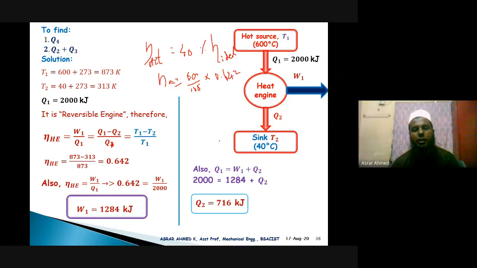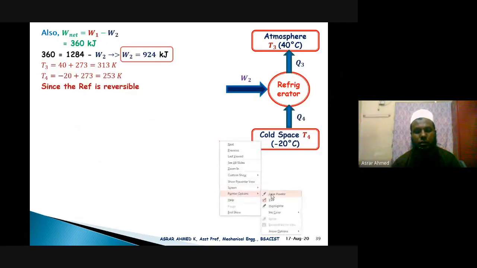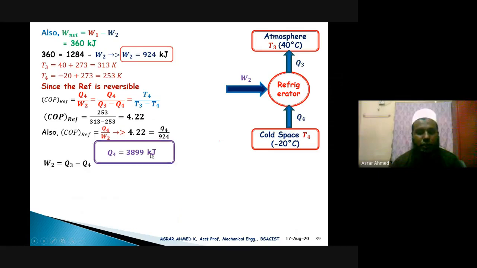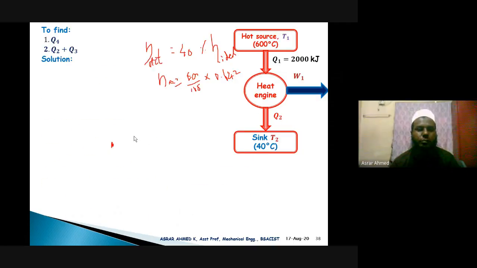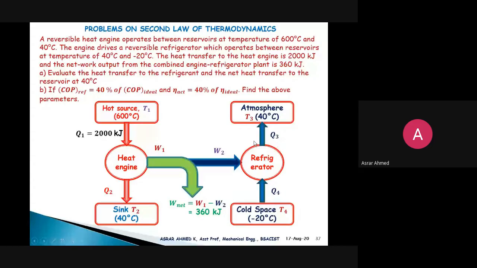And similarly the COP, if you take this COP is 4.22 is the ideal one. So what is COP actual? For this problem they have given, if actual COP is 40% of the COP ideal and efficiency actual is 40% of the ideal, then find Q2, Q3, Q4 again after finding the new efficiency. Okay, so how to do that? So I leave it to you.